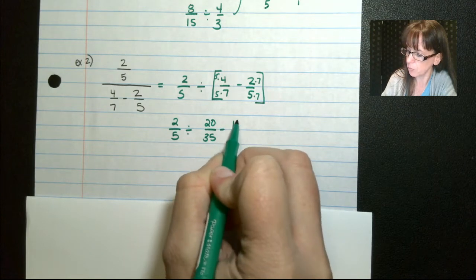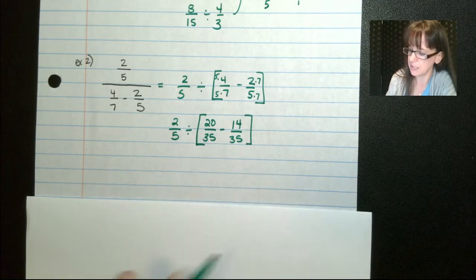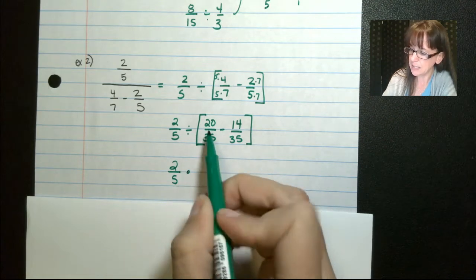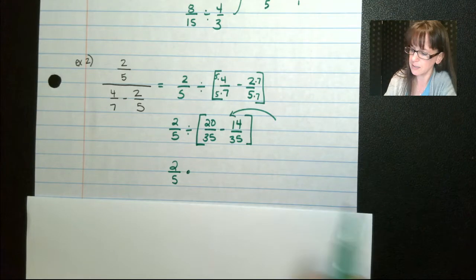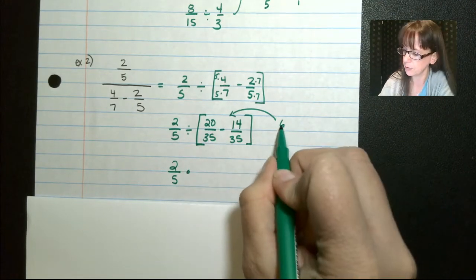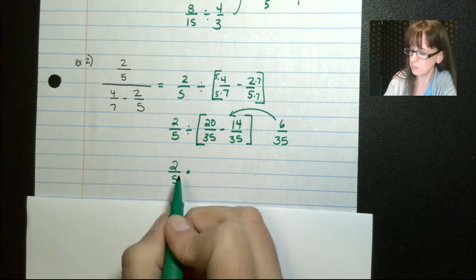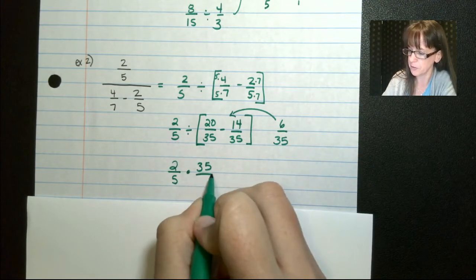20/35 minus 14/35. And again, group all those together because we want to do everything that's in that denominator. So that gives me 2/5 times now 20/35. Let's do some side work here. All that stuff in there is going to be 6/35. But remember, we never divide fractions. What we do instead is multiply by the reciprocal. And the reciprocal of 6/35 is 35/6.